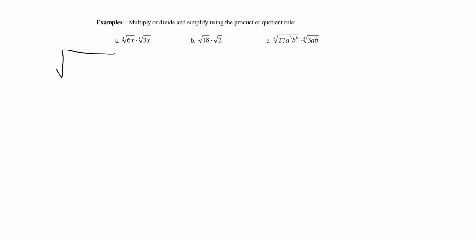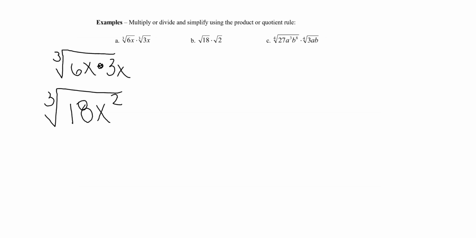Because they're both the cubed root, I can combine them under one radical. And that is 8 times right there. And multiply together. So if I multiply 6 times 3, I get 18. And x times x is x squared, so we have 18x squared. And then if you can, you do any simplifying, but I can't do any here, so we're done.